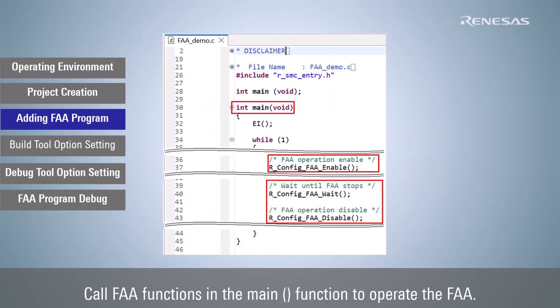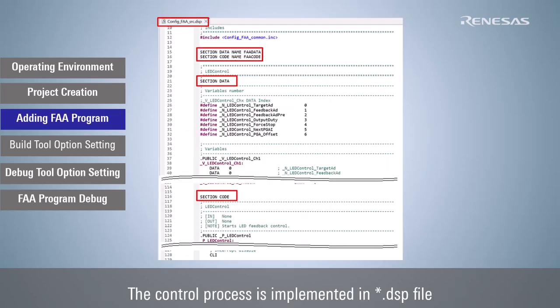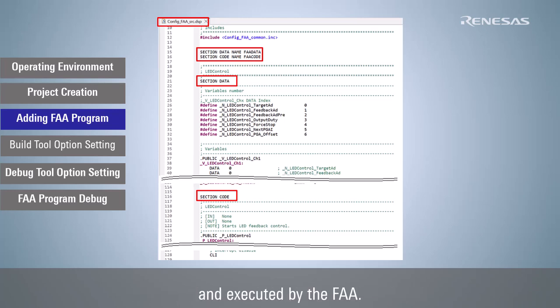Call FAA functions in the main function to operate the FAA. In the FAA source file, the code section name is defined as FAA code and the data section name as FAA data. The control process is implemented in this file and executed by the FAA.